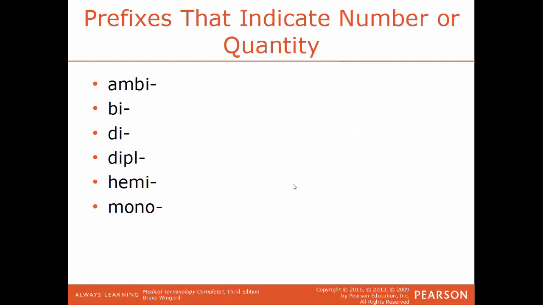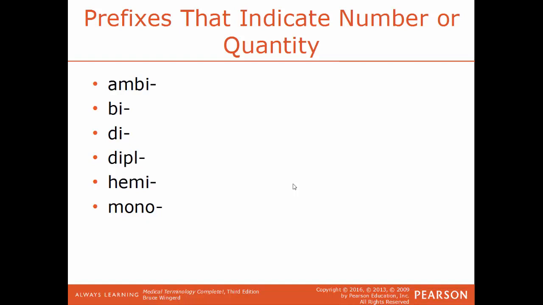Our prefixes that indicate number or quantity. Ambi means both sides. So someone who is ambidextrous can use both hands with equal strength. They can write left-handed or right-handed. They are ambidextrous. Bi and di, they both mean two. So a disaccharide means 2 sugar units.